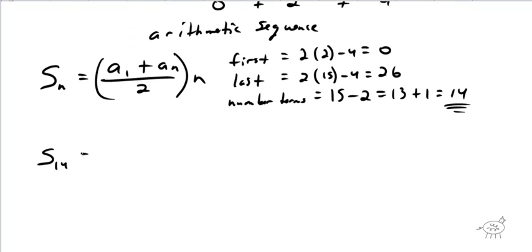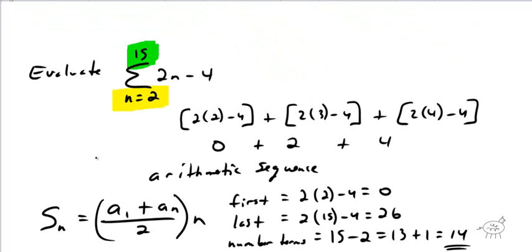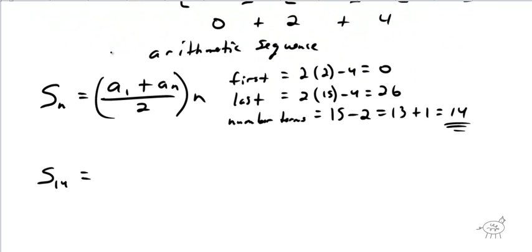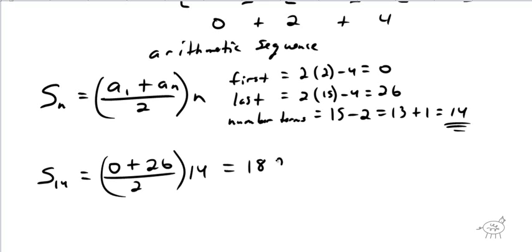So S sub 14 equals a sub 1. And again, I'm not even going to think of it as a sub 1 and a sub n, because that actually gets confusing, because then you want to plug a 1 into the equation. But really, a sub 1 is when n is 2. And a sub n, the last term, is when it's 15. So that's important. You're looking at the sum, the top and the bottom number. So the first term is 0, and the last term is 26, divided by 2 times the number of terms, which is 14. I multiply that out, I get 182.